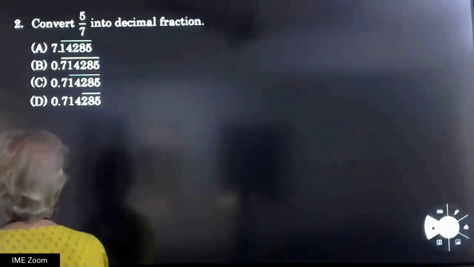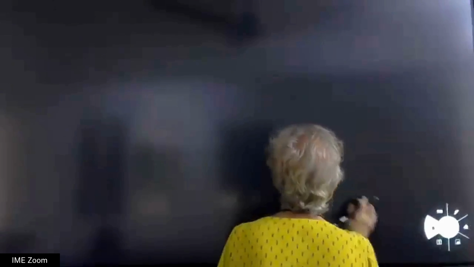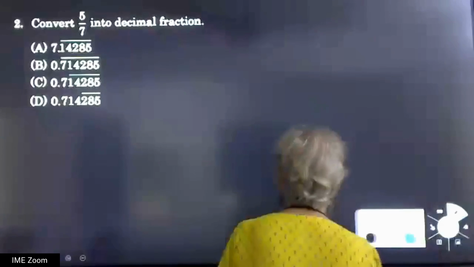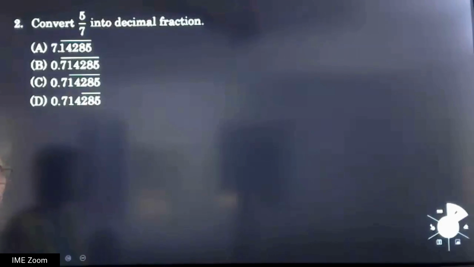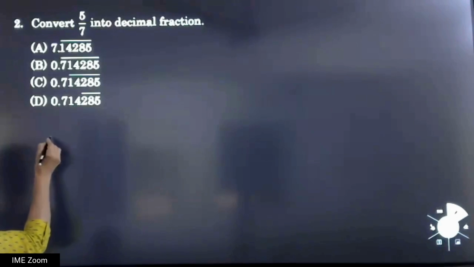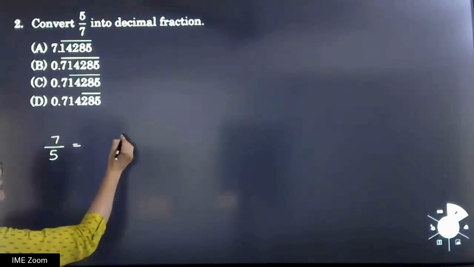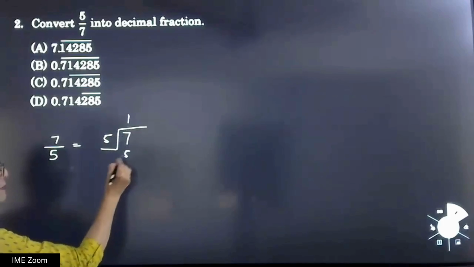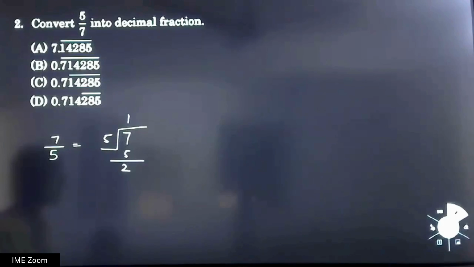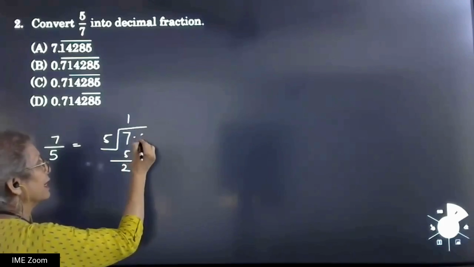First, I'll give you a few simple sums here. For example, instead of 5 upon 7, I will take 7 upon 5. So just let us divide this. 7 divided by 5. So 5 ones are 5. 2 is remaining, right? Now what to do? Put decimal point and add 0.